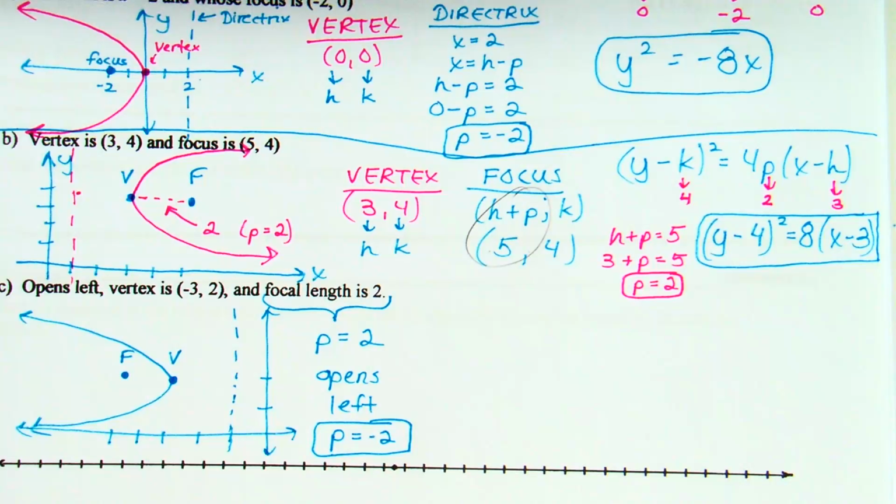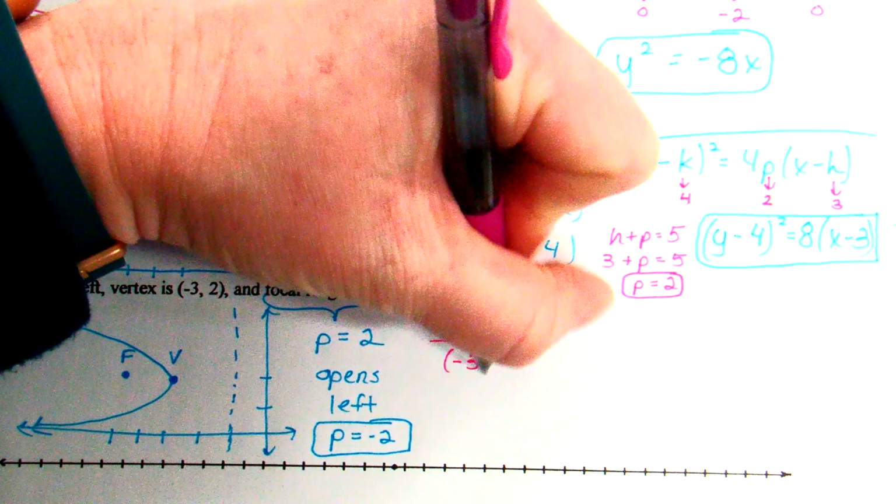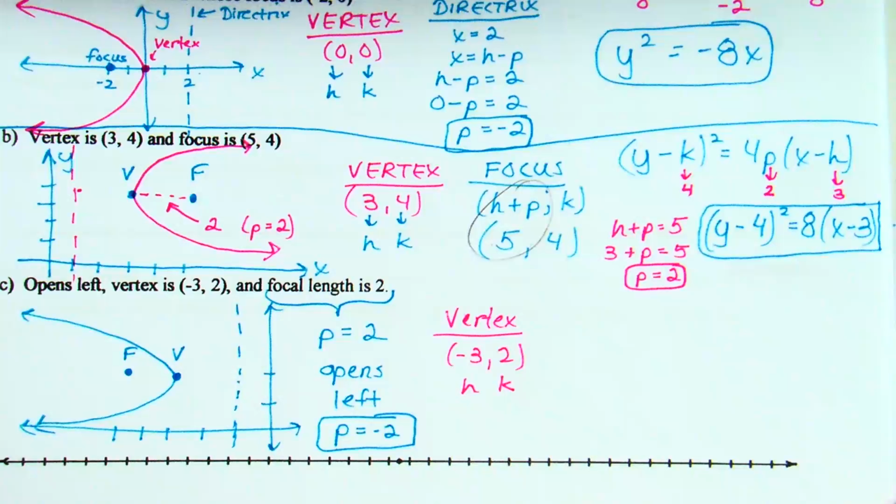Okay? I don't have an equation here that I can plug into and get it to tell me p is negative 2. You have to recognize and acknowledge, oh, it's opening left. I have to throw the negative on there. Okay? So we know p is negative 2. We already have our vertex, right? And our vertex tells us which letters? h and k.